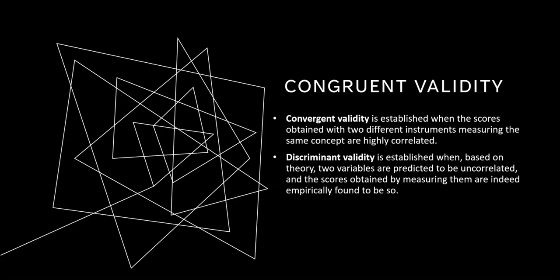Discriminant validity is established when, based on theory, the variables are supposed to be uncorrelated, finding from previous studies, and the scores obtained should also not be correlated. That is what it means by discriminant validity. So if it's not supposed to be correlated, then the items measured are not supposed to be correlated.